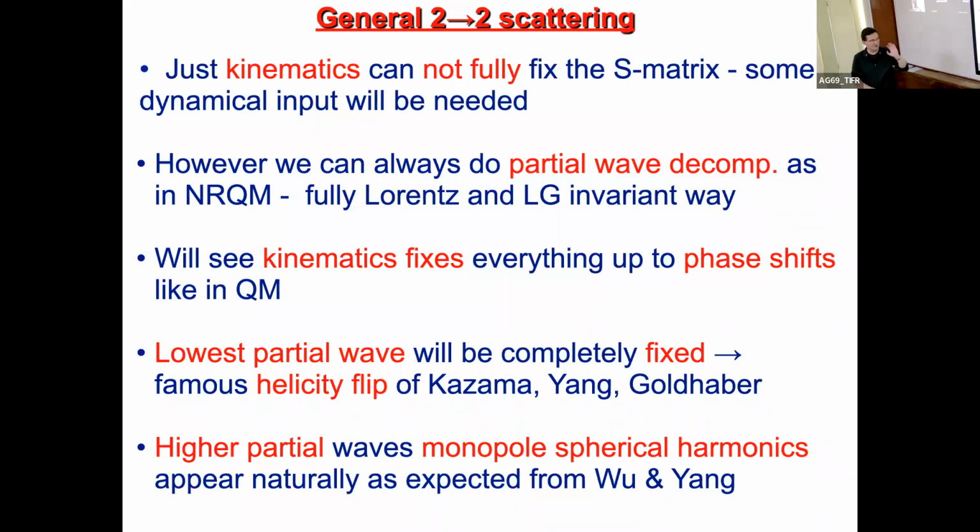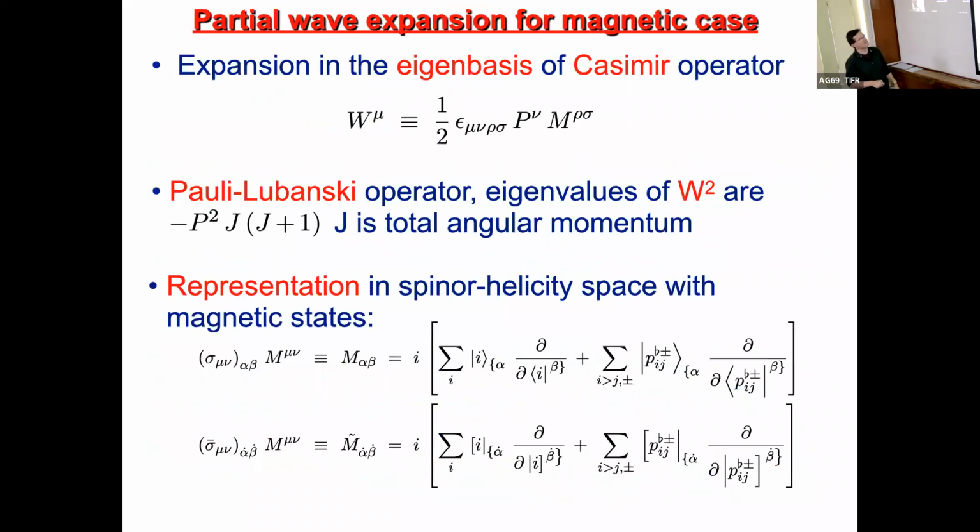So this is something that Callan and Goldhaber, Yang and his collaborators, were studying in the 1970s. They figured this out, already just based on non-relativistic quantum mechanics. They did this partial wave decomposition. They were the ones who found those monopole spherical harmonics. So the higher partial waves will be in these monopole spherical harmonics, and they appear naturally as expected, again, by Wu and Yang back in 75 or something like that.